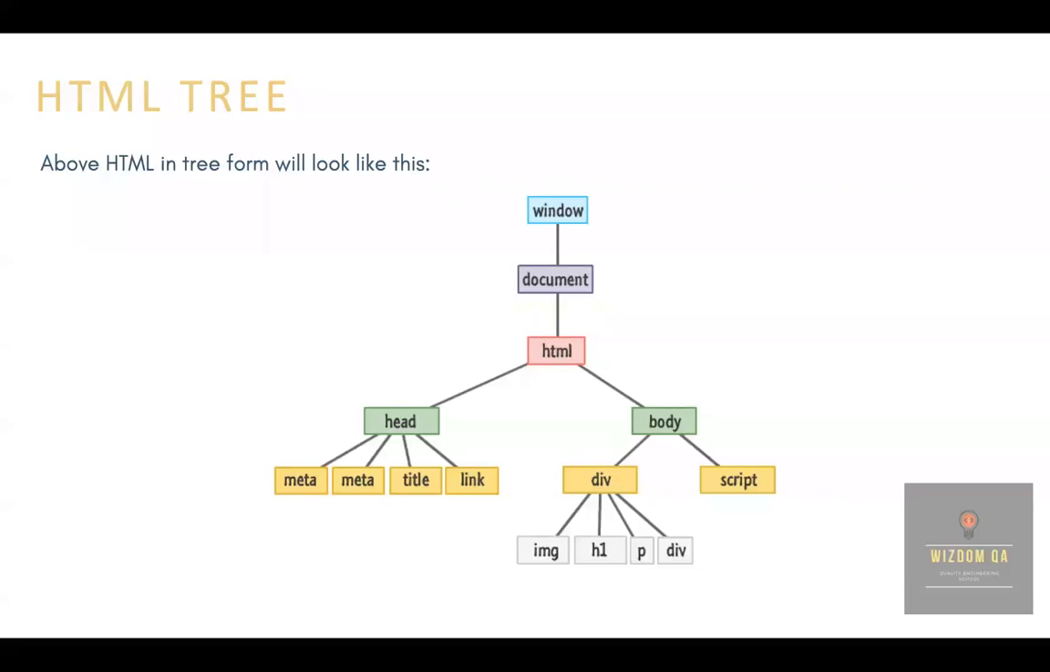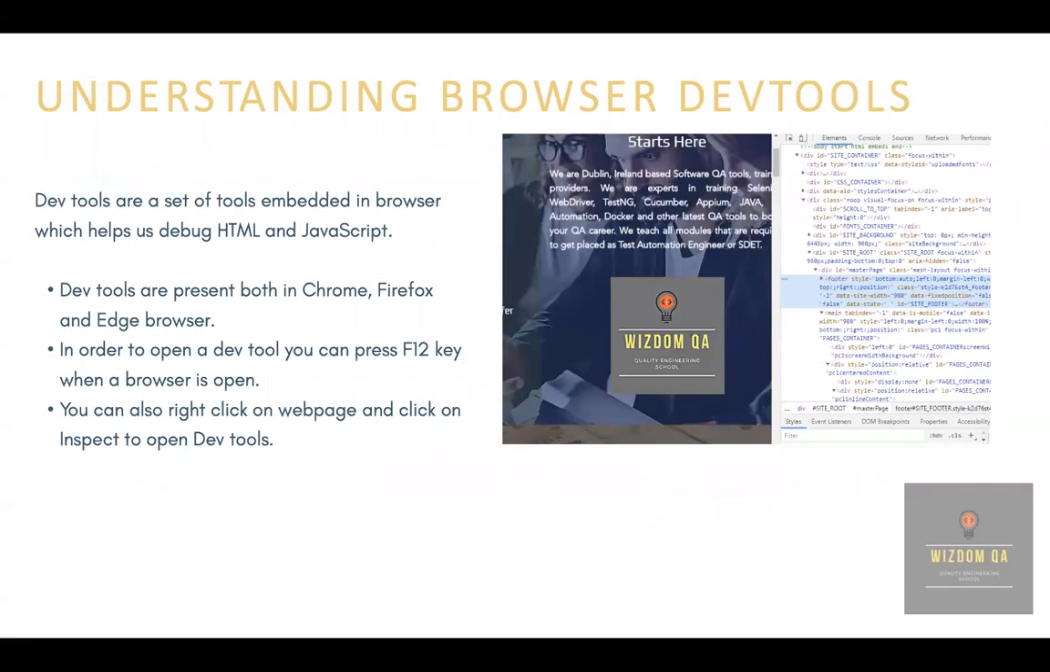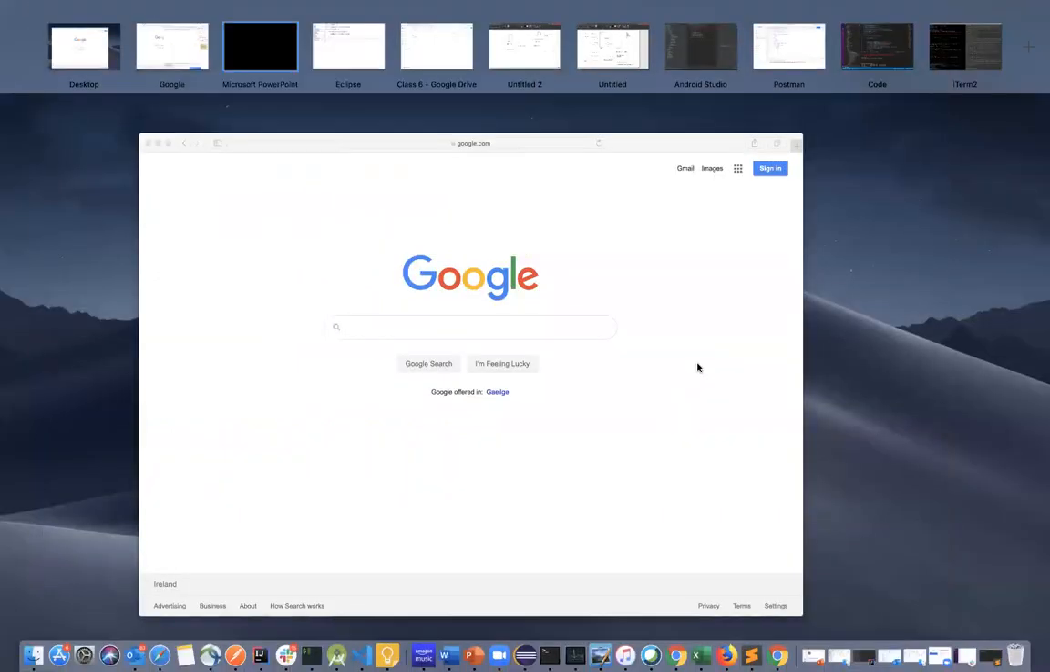Now moving on to the next section, understanding browser dev tools. It is very, very important for us to understand the browser dev tools. Dev tools are the set of tools embedded in the browser, which help us to debug HTML and JavaScript. Dev tools are present in Chrome, Firefox, and Edge browsers. In order to open dev tools, you hit F12 on your keyboard. You can also right click on the page and click on inspect, like the way I did.